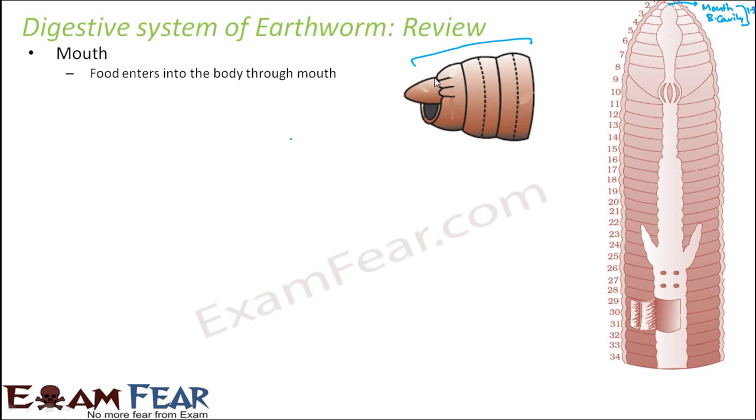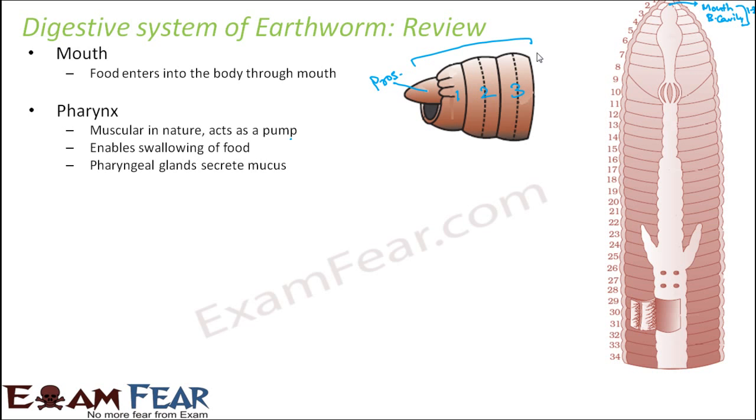These 3. This is your mouth. This is prostomium, that is the covering of the mouth. This is the first segment. This is the second segment. This is the third segment. Then comes the pharynx, which is a muscular structure and acts as a pump. It enables the swallowing of food. Also, pharyngeal glands secrete mucus.